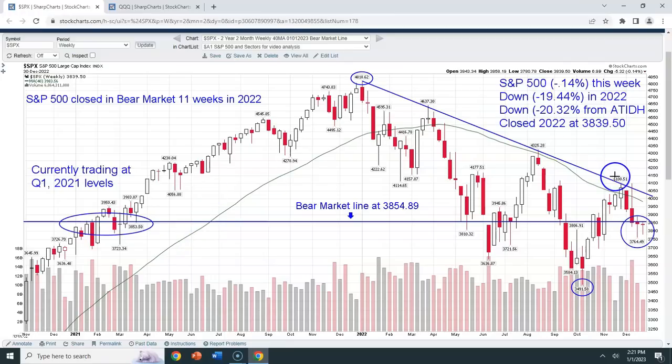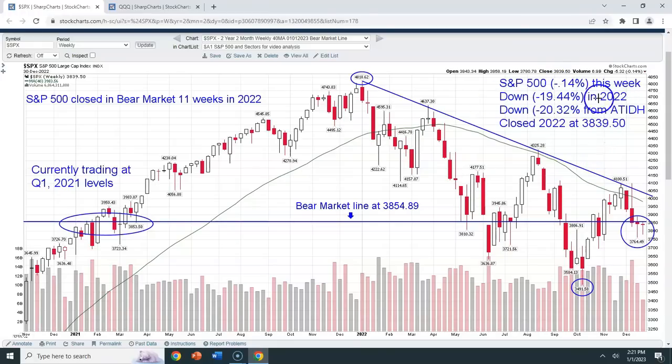The green line is the 40-week moving average. And this horizontal blue line denotes a bear market, and we'll come back to that in just a couple of minutes. But to start off with, the S&P 500 for the final week of 2022 was down 14 basis points, so not a lot of movement from point to point, but there was a lot of intra-week volatility, and we finished down just 14 basis points for the week.